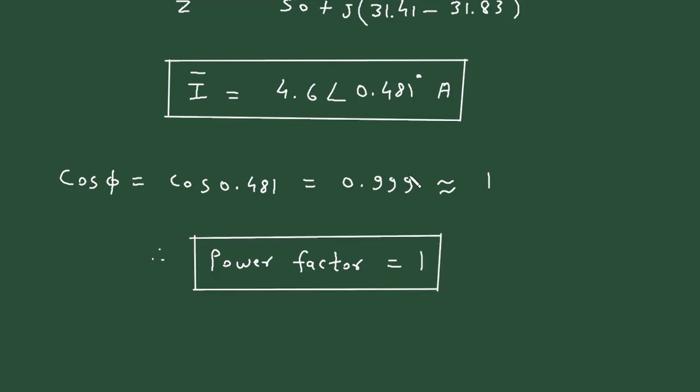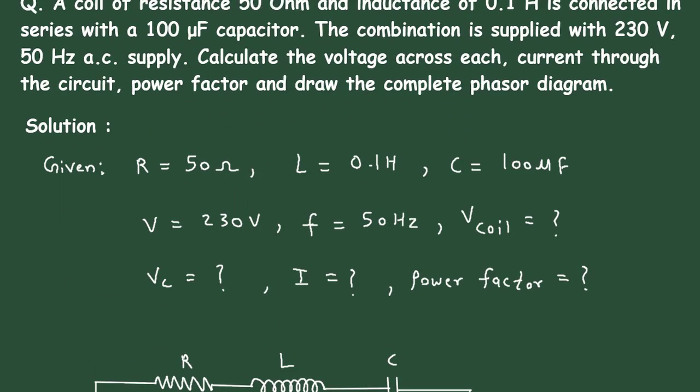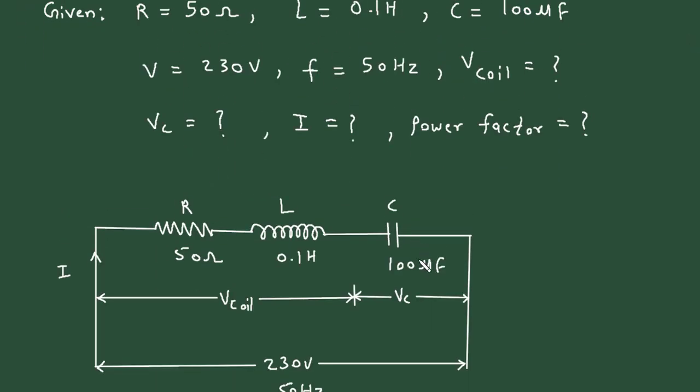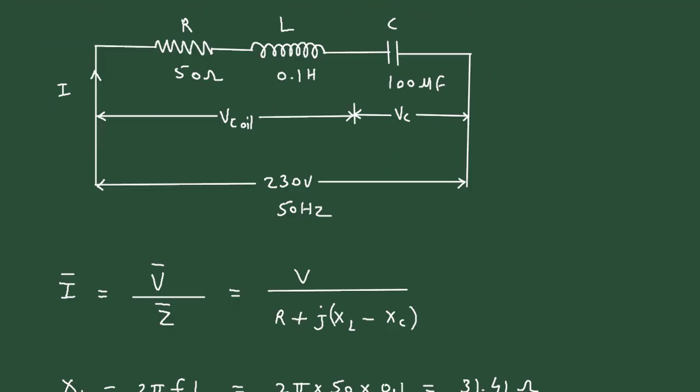Then next we have to calculate voltage across capacitor and voltage across this coil. So first we will find voltage across capacitor.